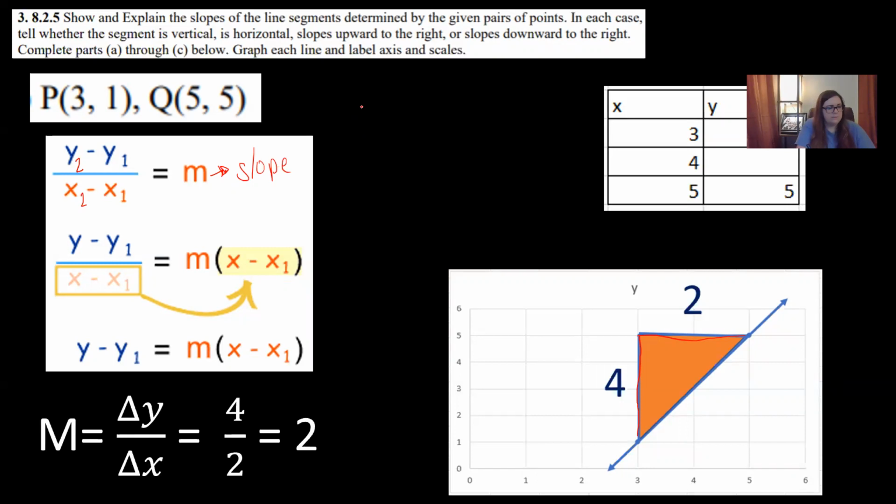So let's figure this out. We have, let me move this.